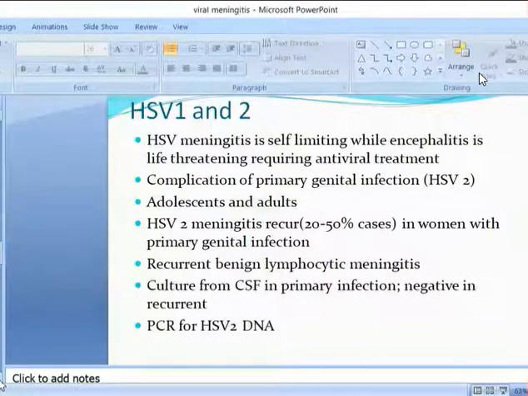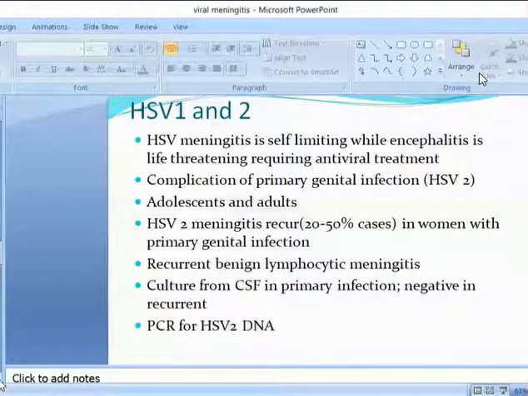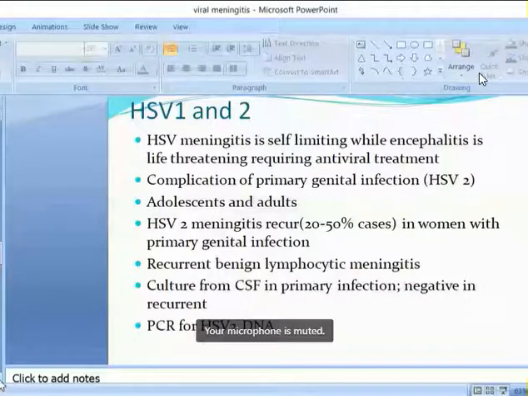Usually the herpes simplex virus causes genital infection. So meningitis may be a complication of the primary genital infection. It usually occurs in the sexually active age group, the adolescents and adults.